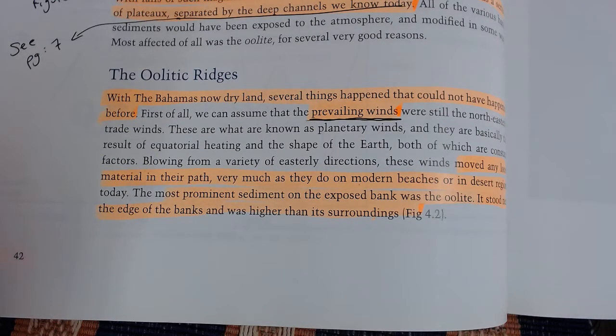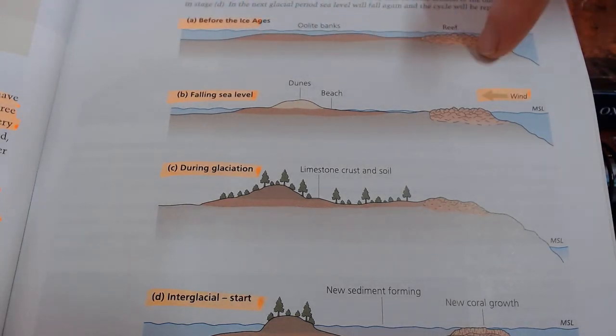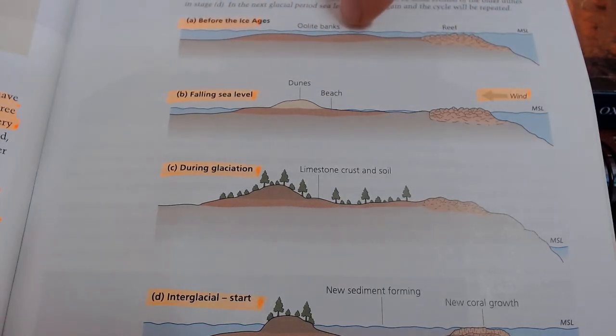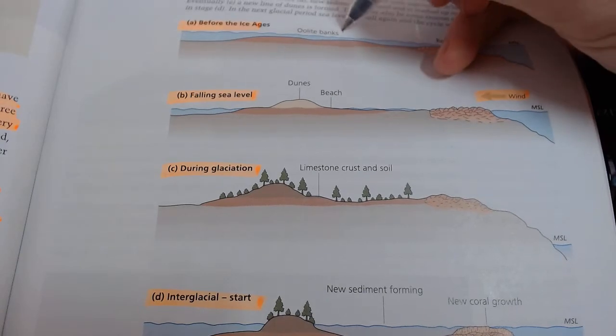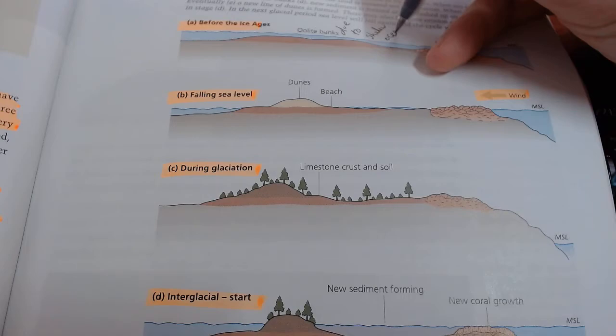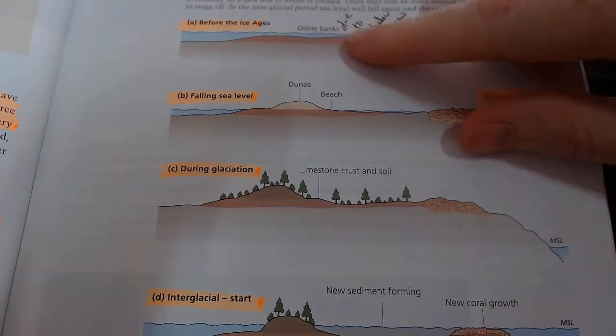So I'm going to show you a diagram and take you through step by step to try and clear that up. On page 43, we're on figure 4.2 now. The description at the top is quite confusing, but if you look at the diagrams, before the ice ages, here's our shelf or our bank. We've got some reef, and these sediments which are settled because we've got shallow oceans. So you've got oolite banks due to shallow oceans. That's where our oolites, for our oolitic limestone, start to settle.